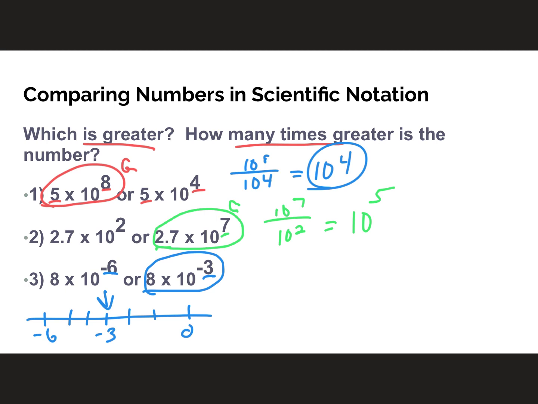If I want to know how many times greater it is, again, I'm going to do 10 to the negative 3 divided by 10 to the negative 6. So negative 3 minus negative 6 is 3. It is 10 to the third power greater. Okay?